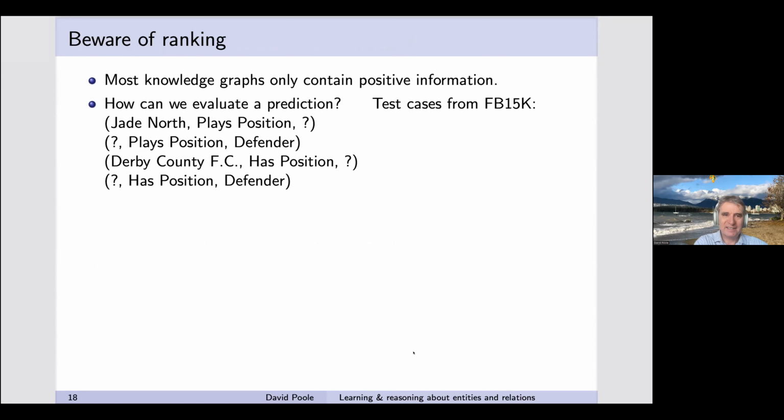And so here are some test cases of FB15K, which is a common test set. Take Jade North. What happens is we want to make a prediction. In the test set, Jade North plays position defender. So it's asking, what position does Jade North play? And who plays position defender? Derby County has position this, and who has position defender?